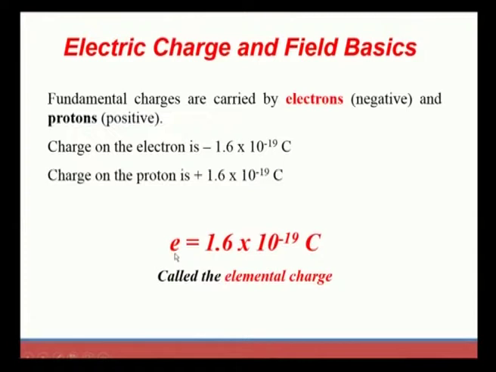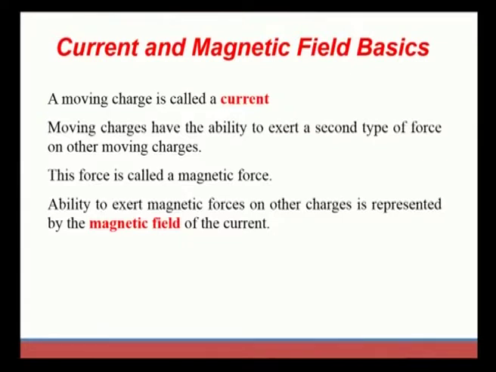So, E or Q from now onwards always represents the elemental charge, and it is equal to 1.6 into 10 power minus 19 coulombs. Next we move on to current and magnetic field.